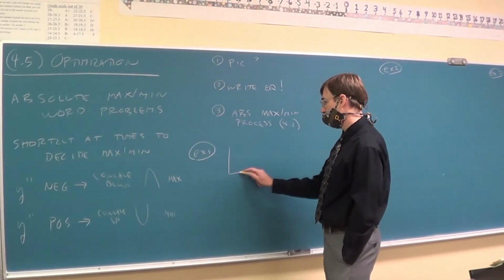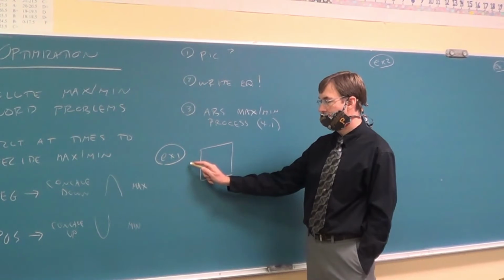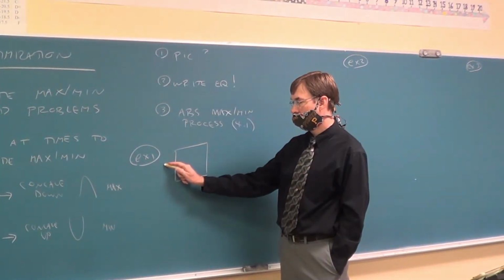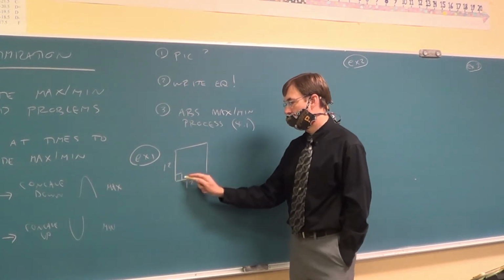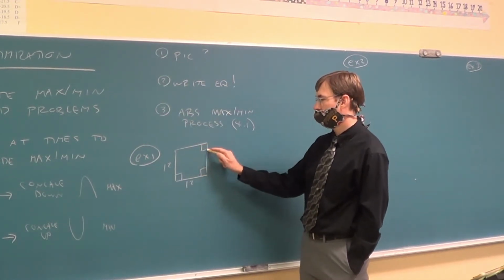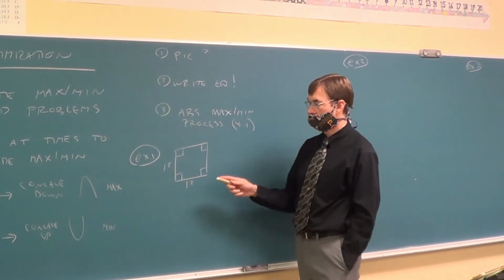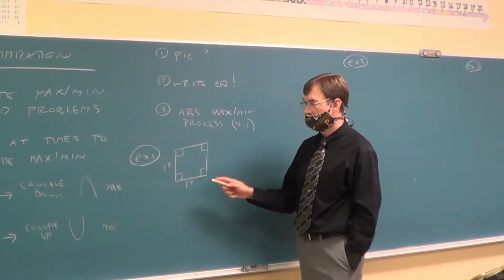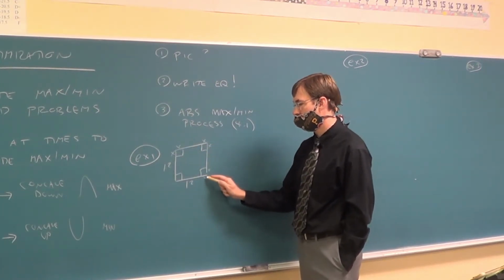So I would say a picture here is helpful. The original sheet of metal was how big? 12 by 12. And then we cut out some corners. Do we know what those corners are? No. So x and x on all those little square corners.